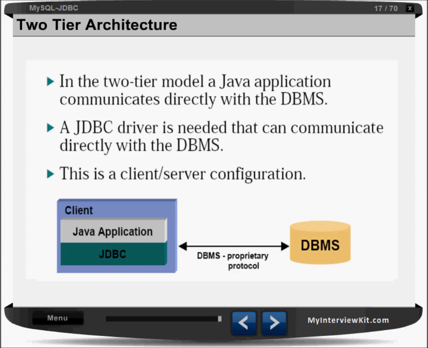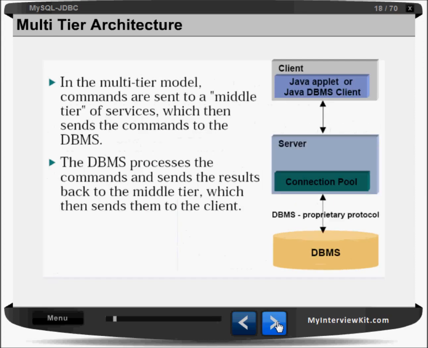Now in the case of three-tier architecture, client is sending requests to the server and then server is interacting with the database server. So it can have some connection pooling, and with the help of that connection pool, the server will interact with the database. It's a pool of connections which helps us to enhance the performance of the server.